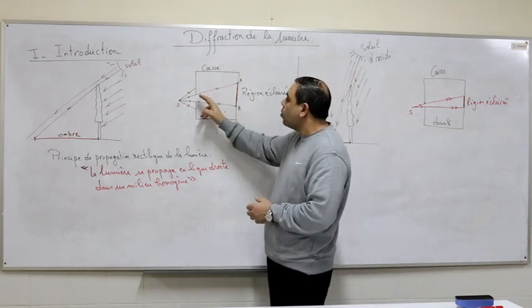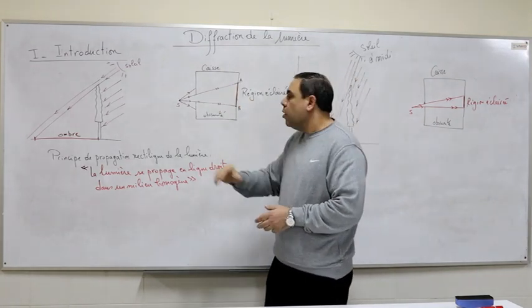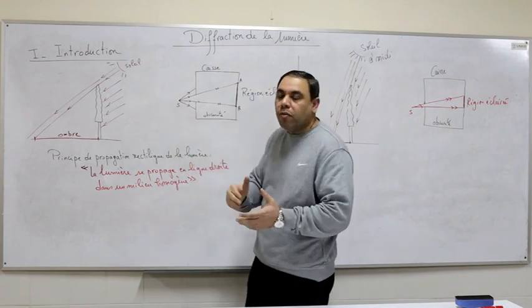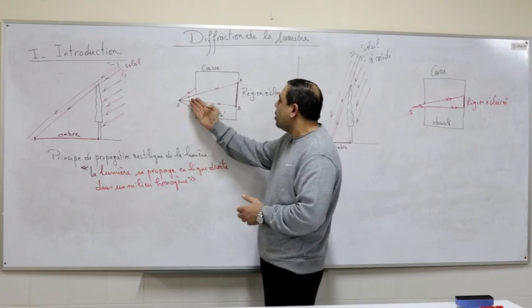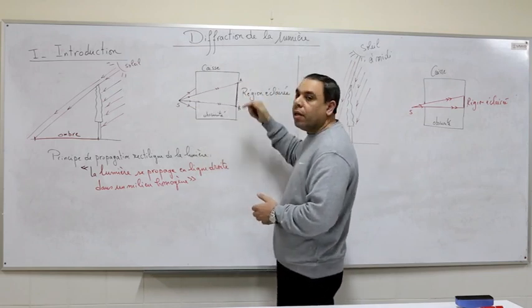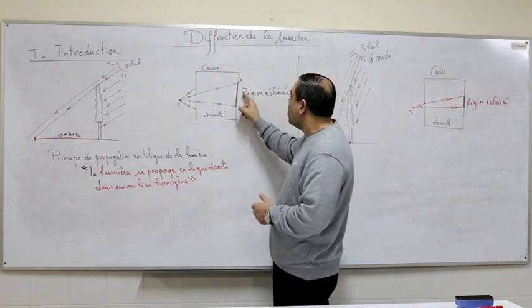Now, when light shines on an opening in a box, for example, light forms a bright or a lit region. This bright region has the shape of the opening, be it rectangular or circular, etc.